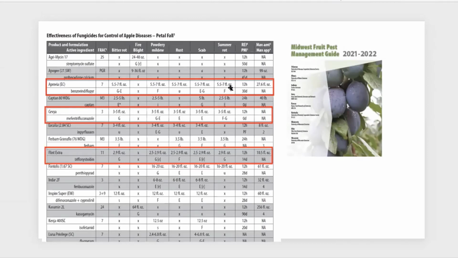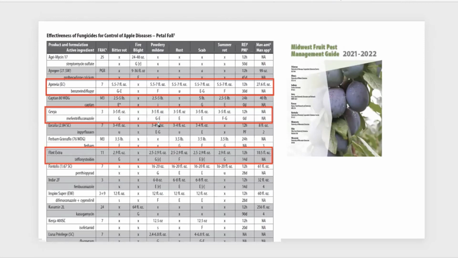What you can see here is Aprovia is considered to provide fair performance against summer rots, whereas Excalia isn't considered to be very good. But if you don't have a problem with summer rots, that doesn't matter. If scab is a big problem, both Aprovia and Excalia are excellent against scab. We don't have any data regarding how they perform against rust. Other SDHI, FRAC 7 fungicides have performed well, but we just don't have the data right now because these are new fungicides. Hopefully we'll get that soon.